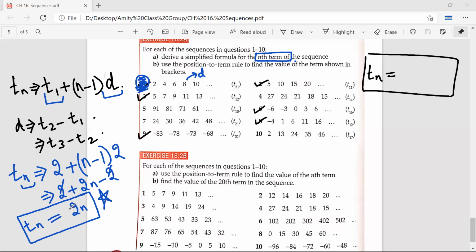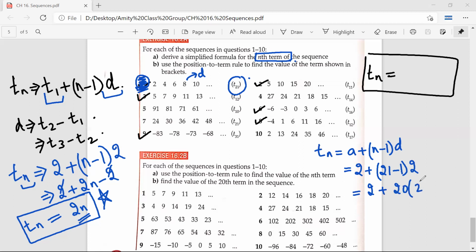This is my Tn. Anybody has a doubt? No, sir. So for the first question, my Tn is 2n. Now, if you want me to find T21, I have two options. One option is I'll write Tn is equal to A plus n minus 1 into D. I will write 2 plus 21 minus 1 into 2. I will write 2 plus 20 into 2.